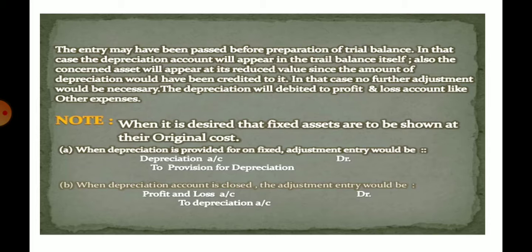The entry may be passed before the preparation of the trial balance, in which case the depreciation amount will appear in the trial balance itself. Also the concerned asset will appear at the reduced value, since the amount of depreciation would be credited to it. In that case no further adjustment would be necessary, and the depreciation will be debited to the profit and loss account like other expenses.